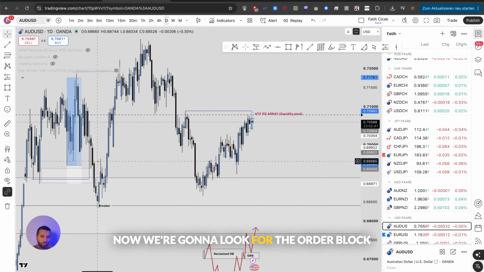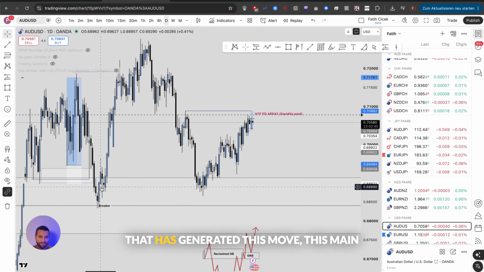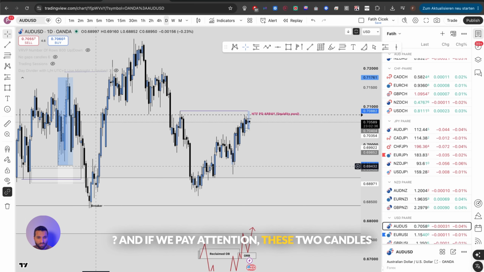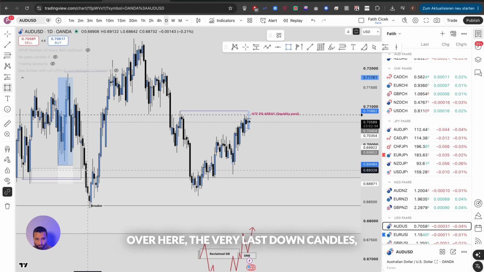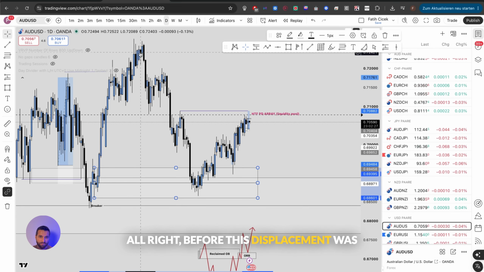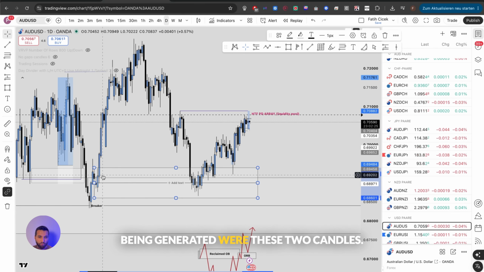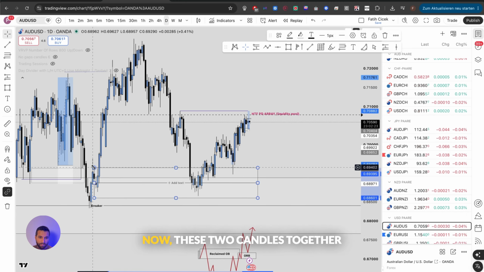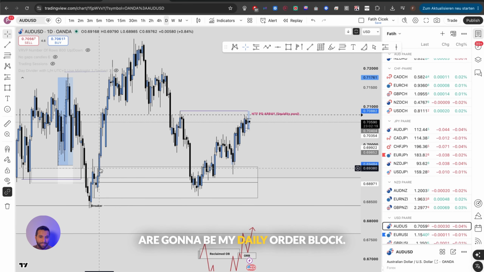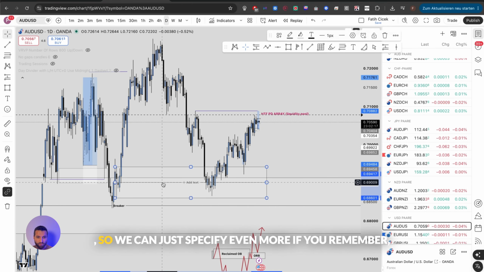Now we're going to look for the order block that has generated this move, this main impulse, this displacement, this price delivery. And if we pay attention, these two candles over here, the very last down candles before this displacement was being generated, were these two candles. Now, these two candles together are going to be my daily order block.